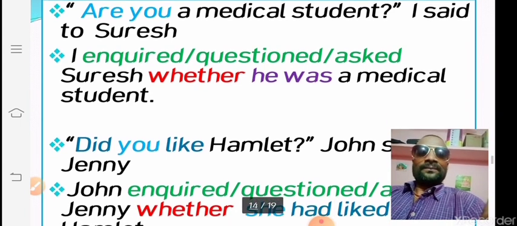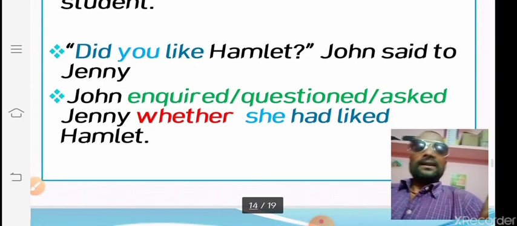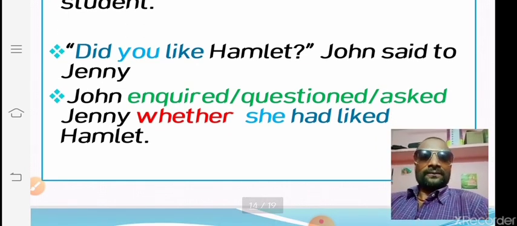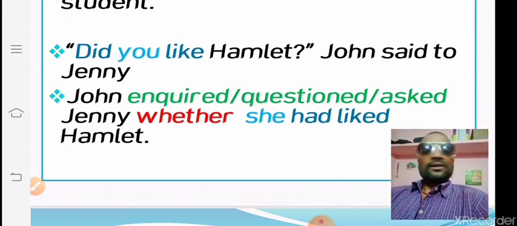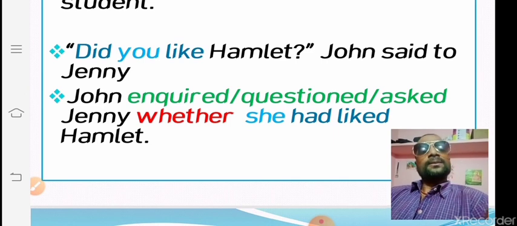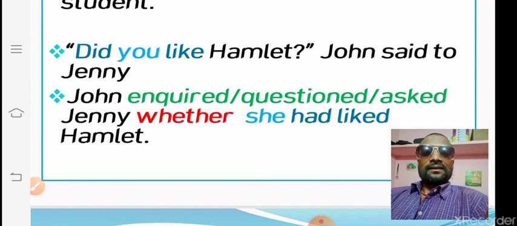Let's remind it. Now, the last question of this discussion. I have intentionally chosen this question. If the question is in the past tense, what would be the answer in reported speech? It's a doubt some of you might have. So the question is already in the past tense.